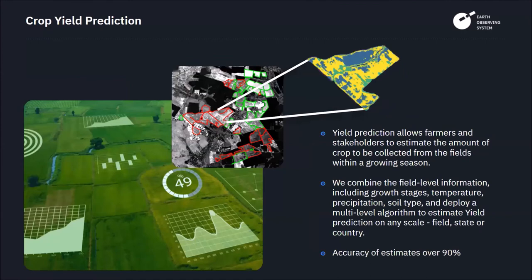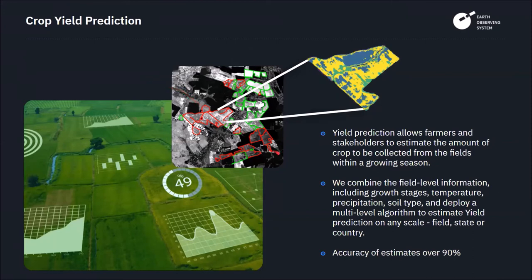The second custom solution is crop yield prediction or yield forecast. As the name suggests, this is basically done to estimate the amount of crop that can be collected at the end of harvest. Meaning, let's say if it is a rice field or a paddy field, what could be the estimated amount of rice in tons per hectare that can be collected at the end of the harvest period. This kind of result can be estimated or calculated with the help of the yield prediction solution.